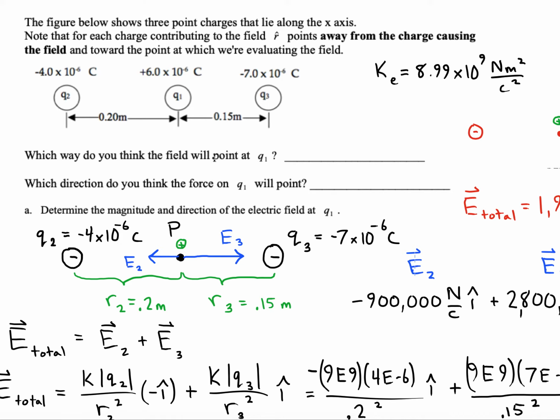So which direction does the field point at Q1? It points to the right. Now here's another question though. Which direction do you think the force on Q1 will point? Remember that at the location of Q1 is a charge, a positive charge, plus 6 times 10 to the minus 6 coulombs. So that positive charge is going to feel pulled to the right as well.